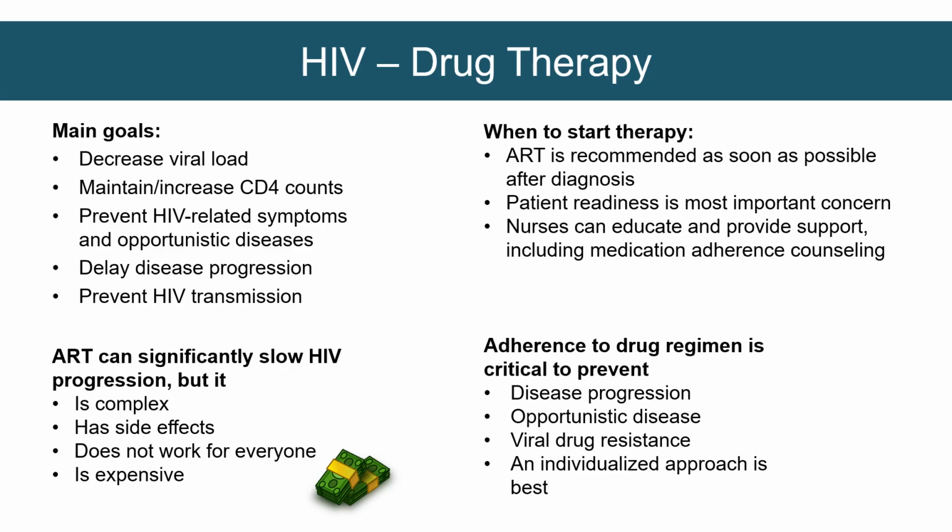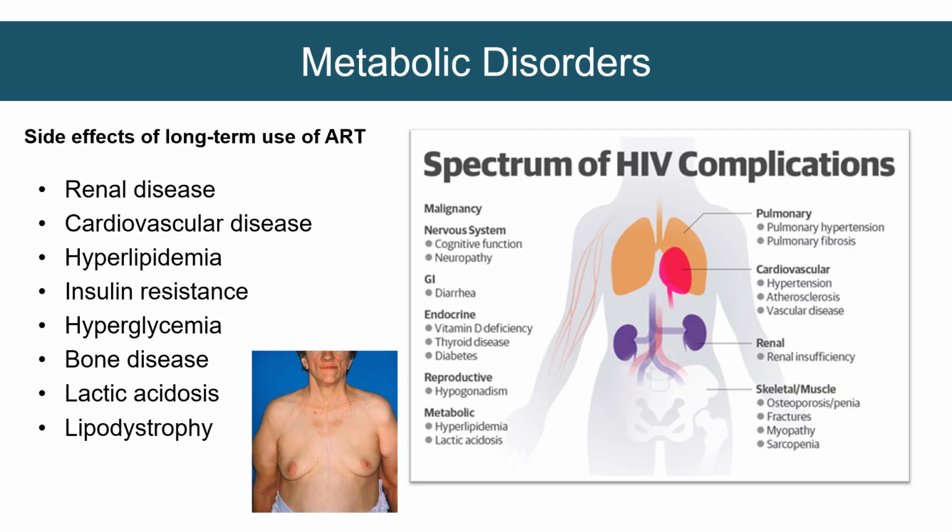And this is expensive, and it doesn't work for everybody, and it has side effects, systemic side effects. So those are all things that need to be considered, and transparency. The patient needs to know these things. And if the patient adheres to the drug regimen, it can really halt that disease progression. It'll avoid opportunistic diseases, all of those things. So again, this is considered a chronic disease nowadays.